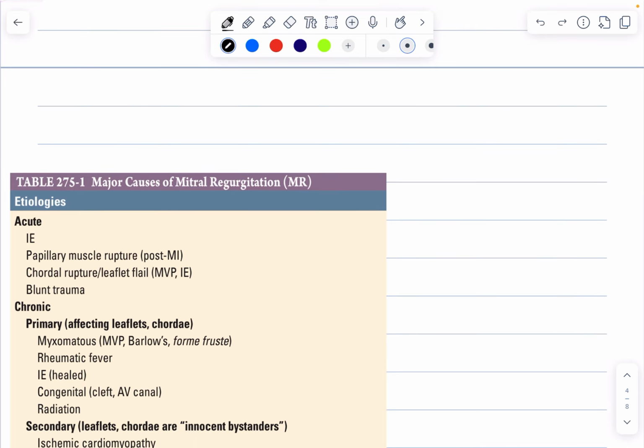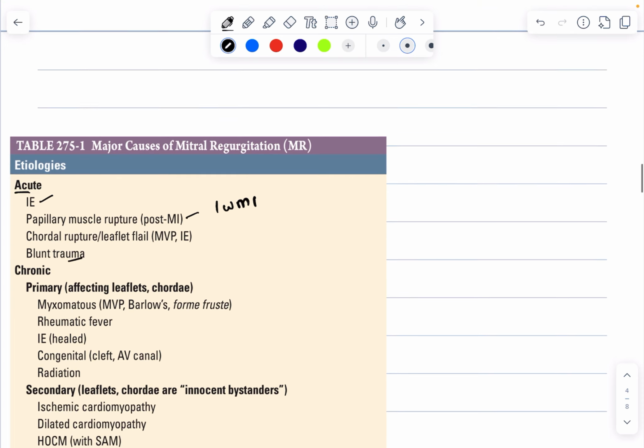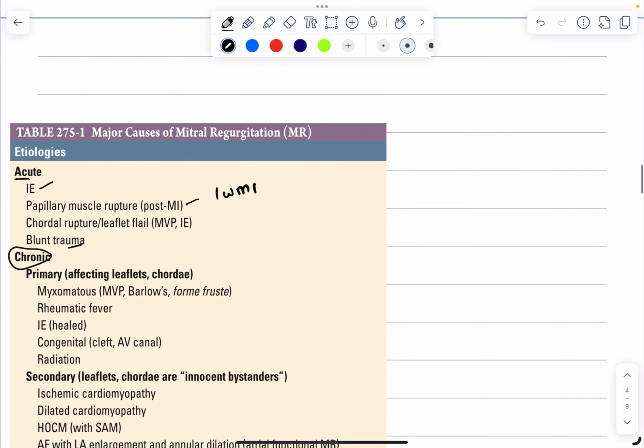The causes of acute MR are infective endocarditis, papillary muscle rupture because of myocardial infarction, the most common being inferior wall MI. The other causes are chordal rupture or blunt trauma. And the chronic MR could further be divided into primary MR and secondary MR.